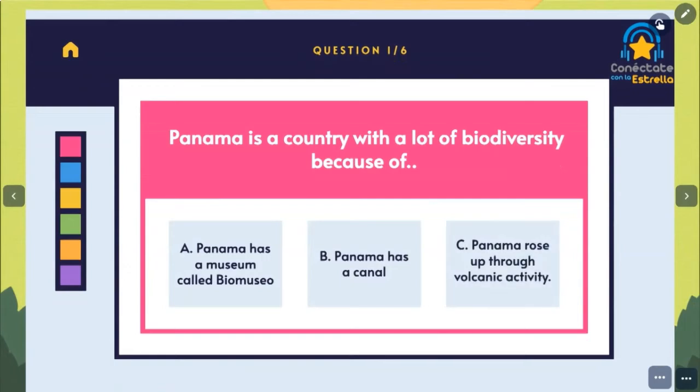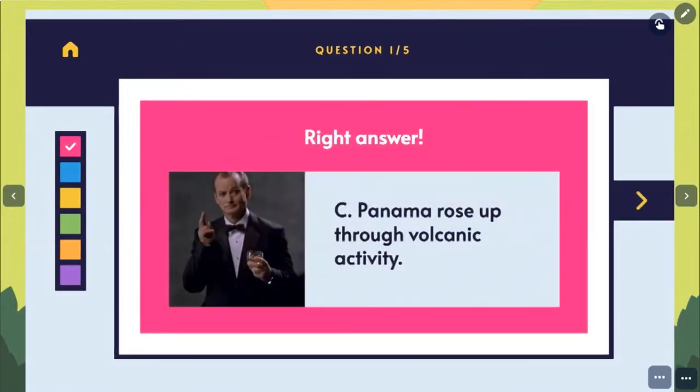Okay, Panama is a country with a lot of biodiversity because A, B, or C? What do you think? C, yeah, Panama rose up through volcanic activity. Excellent.